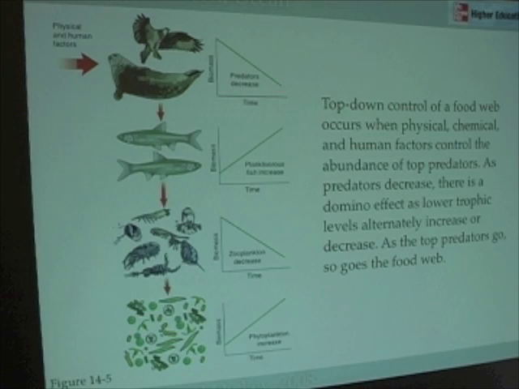When their numbers go down, then the things they eat are liberated from predation, so to speak, and their numbers go up. Planktivorous fishes will increase when we remove the top predators. As their numbers go up, then the things they eat are going to go down. The zooplankton will decrease in number. And of course, if there are fewer zooplankton, then there's less grazing and predation on the phytoplankton, and the phytoplankton go up in numbers. So in top-down control of a food web, it's the activities of the predators that determine the concentrations of organisms at different levels in the food web.